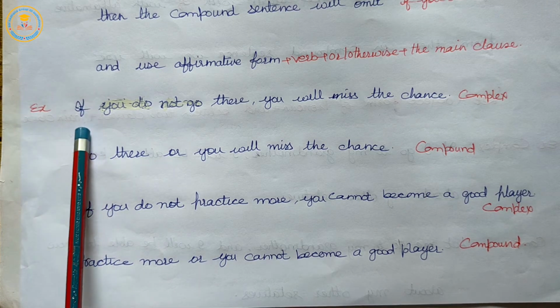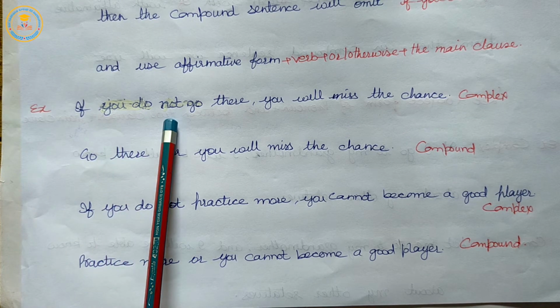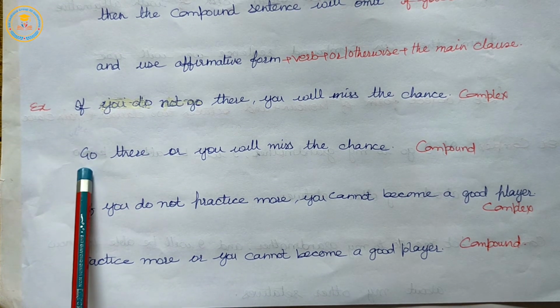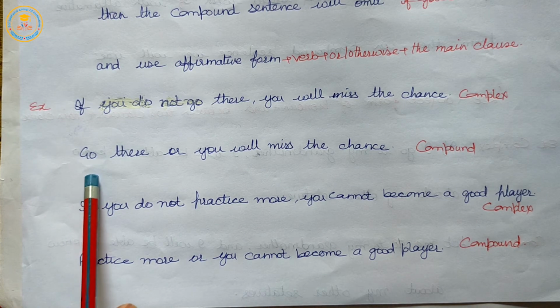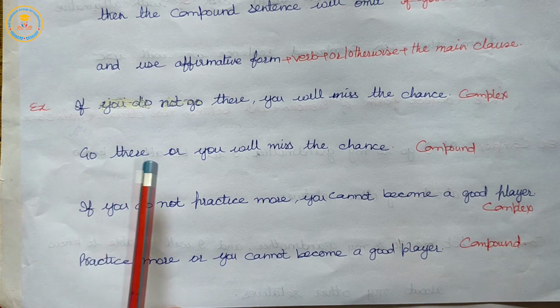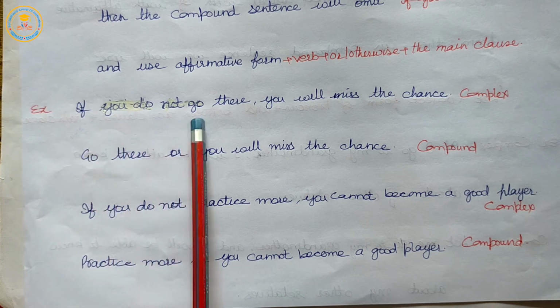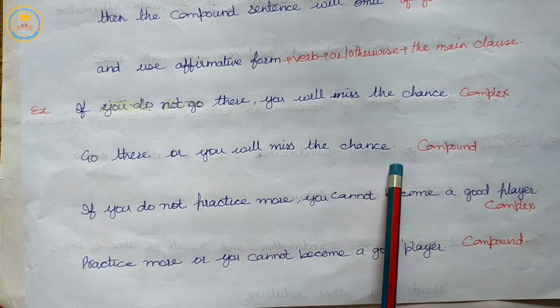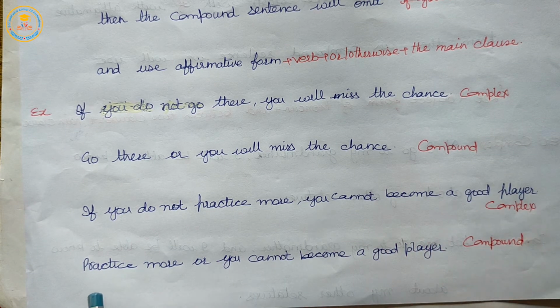So, if the complex sentence starts with if plus you plus negative meaning, then the compound sentence will use affirmative form plus verb plus or otherwise plus main clause. So, if you do not go there, you will miss the chance. Go there or you will miss the chance. If you do not practice more, you cannot become a good player. Practice more or you cannot become a good player.